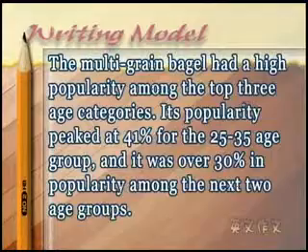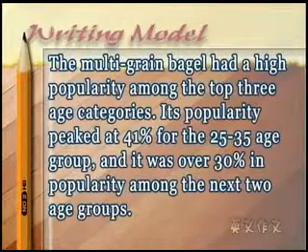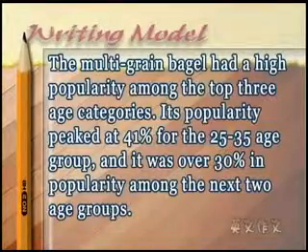Now let's take a look at how we can describe the data trend for the multigrain bagel and for the garlic bagel. Here is what we originally wrote about the multigrain bagel in the writing model: The multigrain bagel had a high popularity among the top 3 age categories. Its popularity peaked at 41% for the 25 to 35 age group, and it was over 30% in popularity among the next 2 age groups. These sentences emphasize the level of popularity that is maintained among the top 3 age categories.